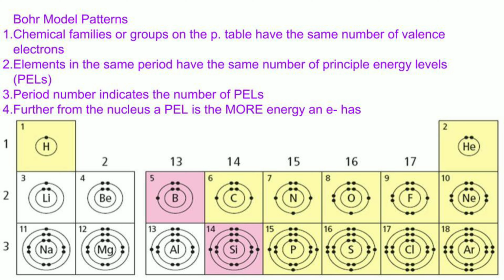Elements in the same period or row have the same number of principal energy levels, which we will abbreviate capital PEL. Principal energy levels, again, are the number of electron rings. All the elements in the second row happen to have 2 electron rings, while all the elements in the third row have 3 electron rings. On the periodic table, the row number corresponds with the number of electron rings. And finally, the further from the nucleus an electron is, the more energy it has.